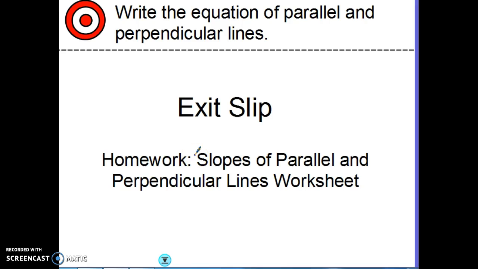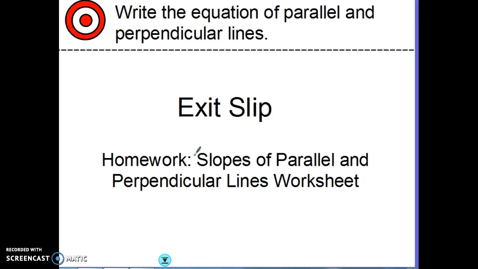Here's what you need to do right now. You need to obtain the exit slip. Fill that out. Please make sure it gets to my box. Then you need to obtain the homework. That's the slope of parallel and perpendicular lines worksheet. If you get that done in class, which I think you probably can, go ahead and turn that into my box as well. And that concludes this lesson.